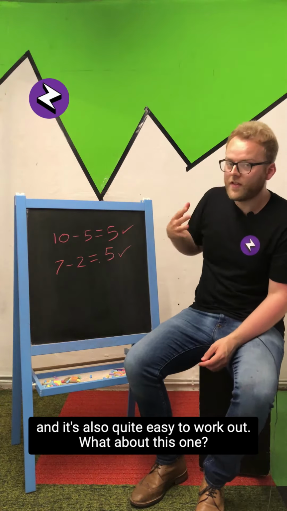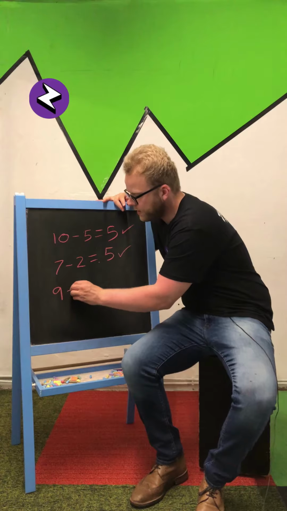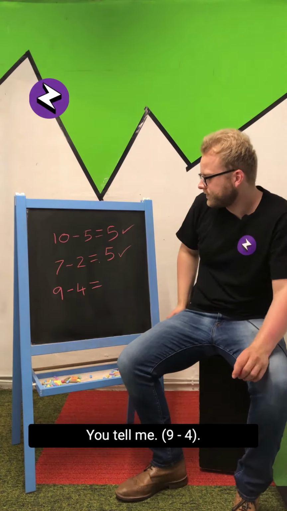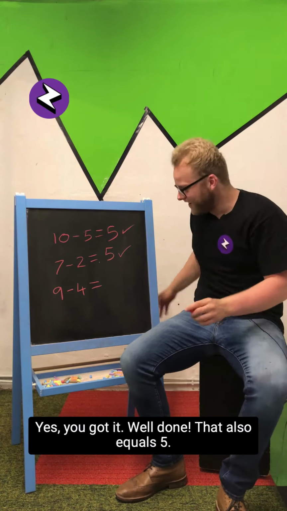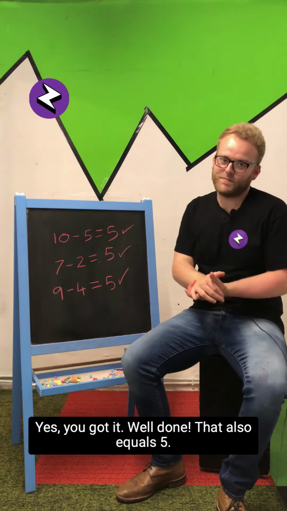Okay, but what about this one? Does this equal 5? You tell me. Have a think. Yes, you got it! Well done! That does equal 5. So that's another great number bond, okay?